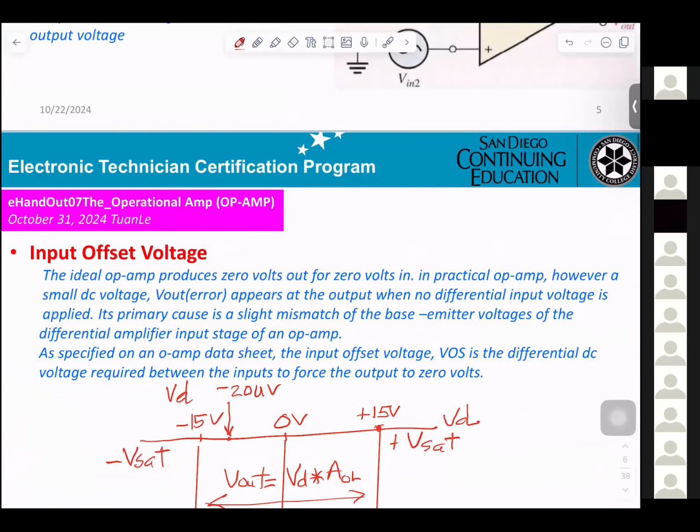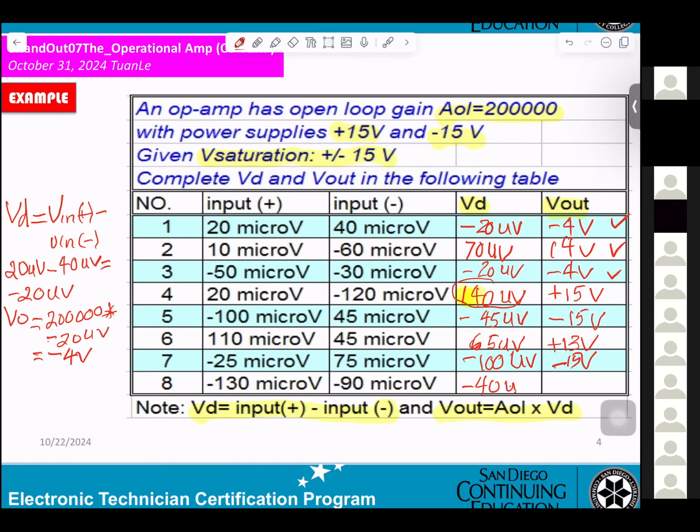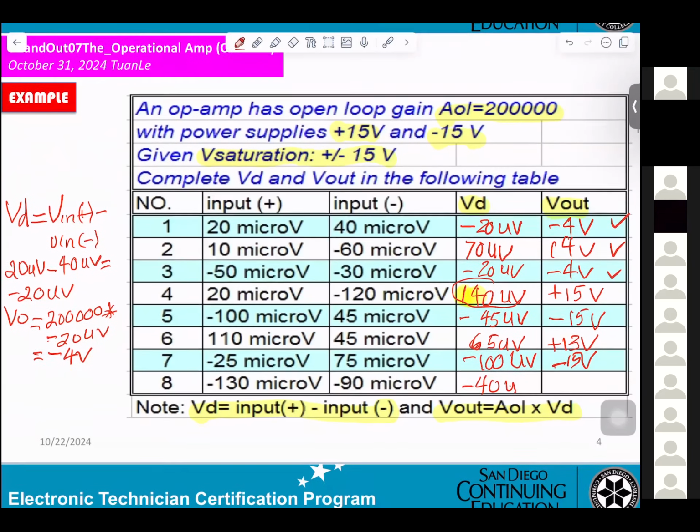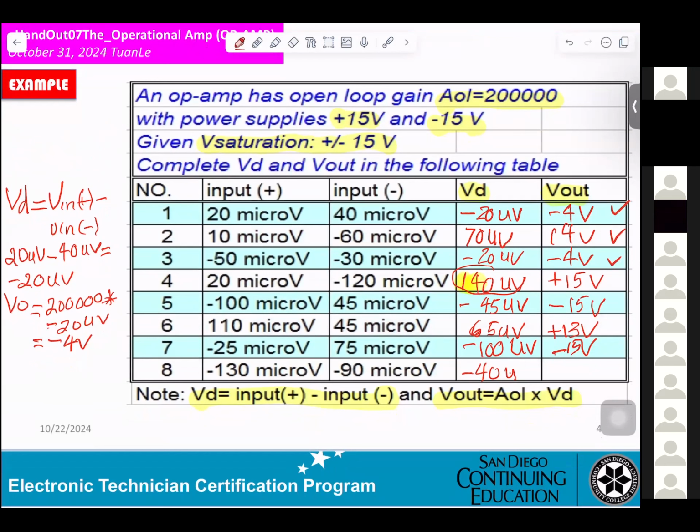Mr. Pham, which one are you doing? I'm trying to explain how you get 15 volt. Are you doing number 4 or number 5? Right now, we will be doing number 1 first.